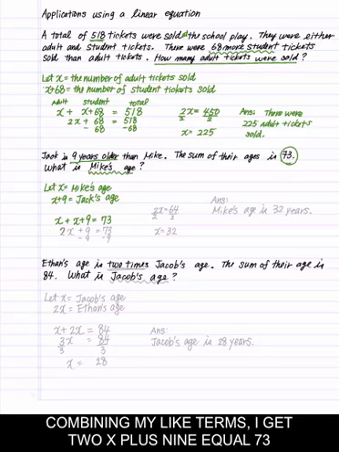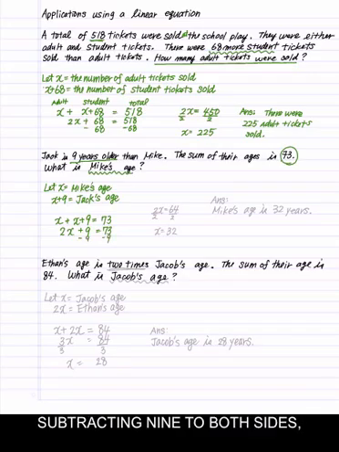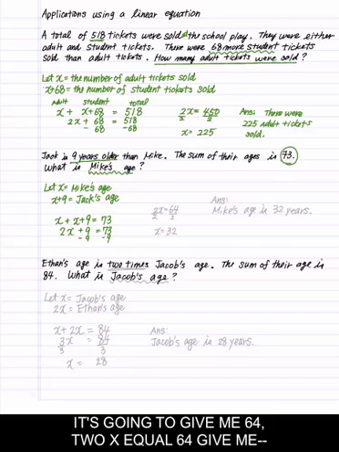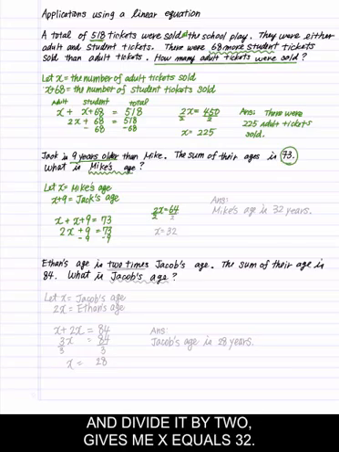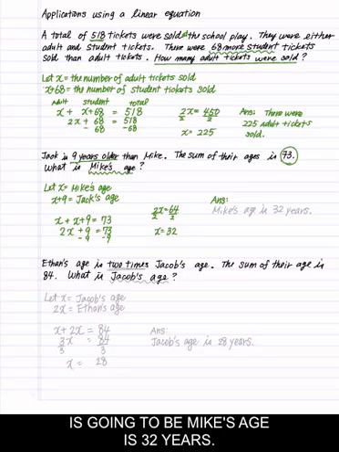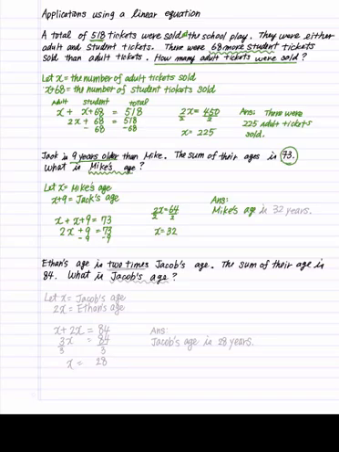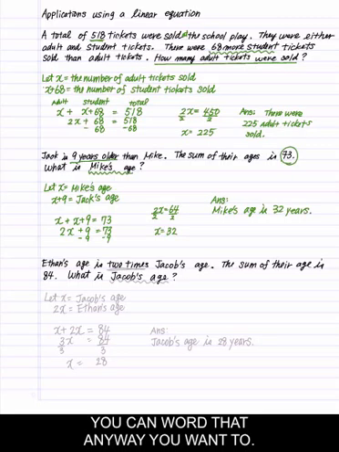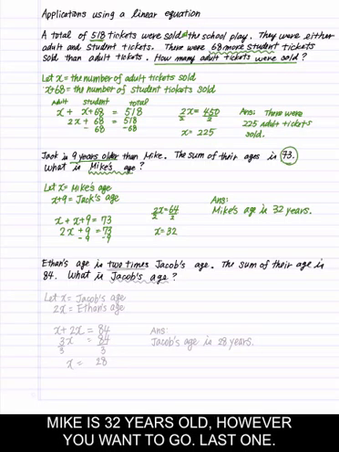Combining my like terms, I get 2x plus 9 equals 73. Subtracting 9 from both sides, it's going to give me 2x equals 64. And dividing by 2 gives me x equals 32. So my answer, coming back to the English part of this, is going to be Mike's age is 32 years. You can word that any way you want to. Mike is 32 years old, however you want to go.